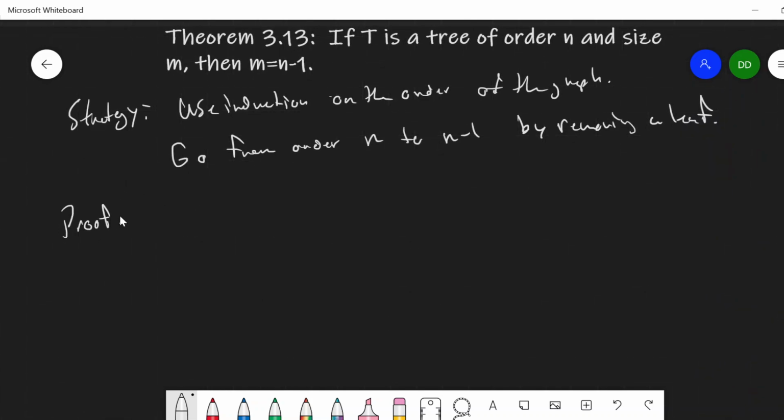We're going to have to establish a base. So let's see, if n equals 1, then G is necessarily just a single vertex, which is a tree, right? It's connected and acyclic. G equals K1 with m equal to 0, which is 1 minus 1.